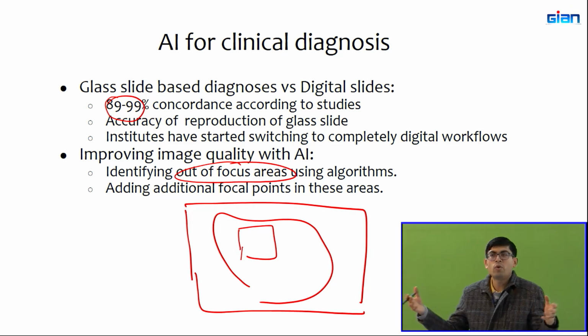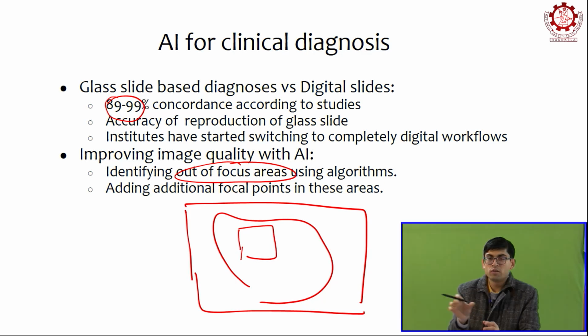Anyone? So, you basically have a whole slide image, you digitized it, and let's say the tissue preparation is okay, there's nothing wrong with that. Something goes wrong in the digitization process and you see that some portions of the image are blurred. So what's the simplest fix?